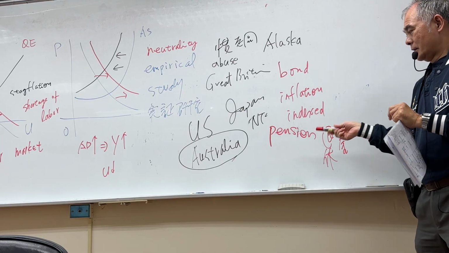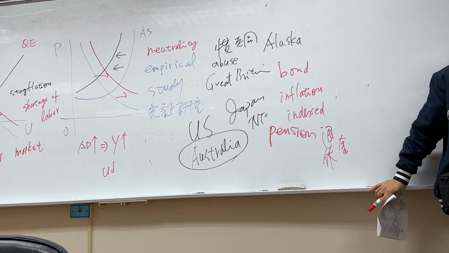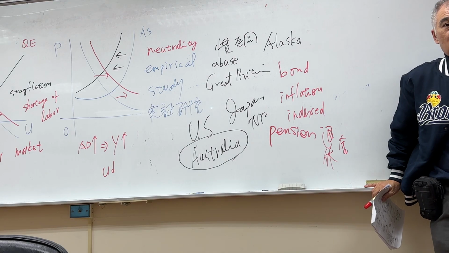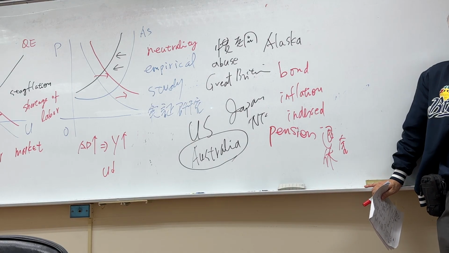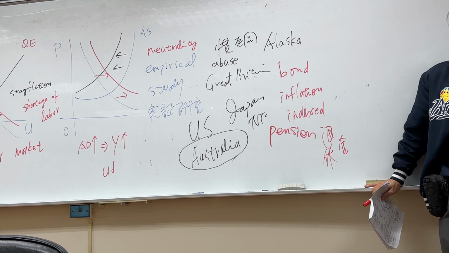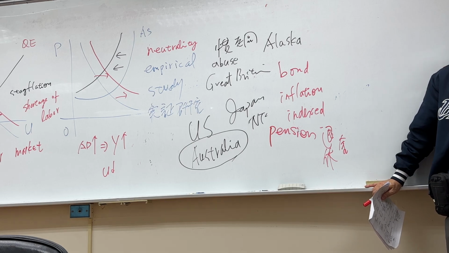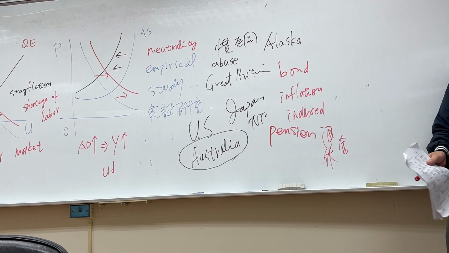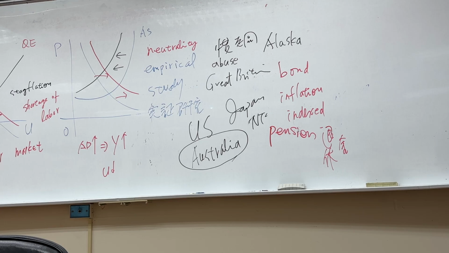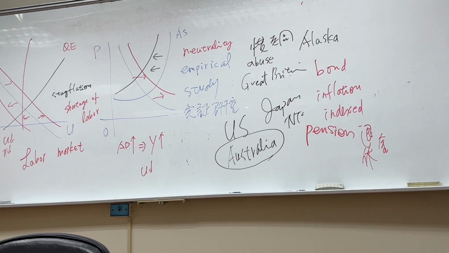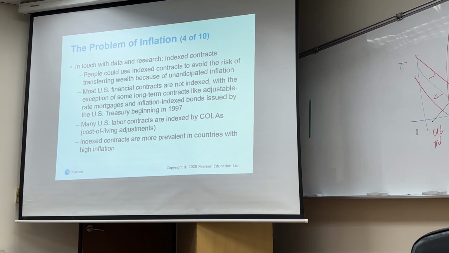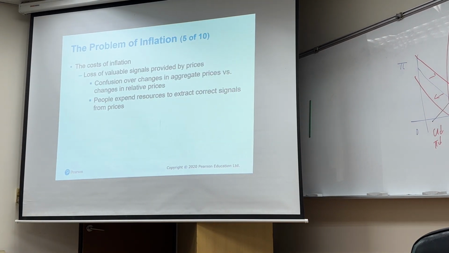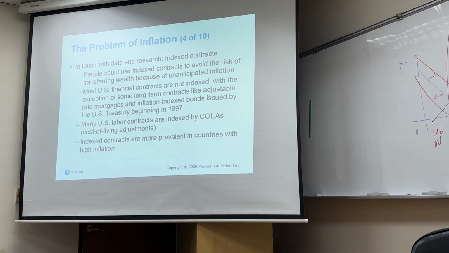Why? Because those who are on pension are old people, right? They don't have any ability to deal with it. Because of that, usually the pension fund is indexed to inflation so that they can enjoy the same living standard when there's inflation. So another way is to deal with that. Sorry, the time is up, so we're going to get to this next week. Thank you.